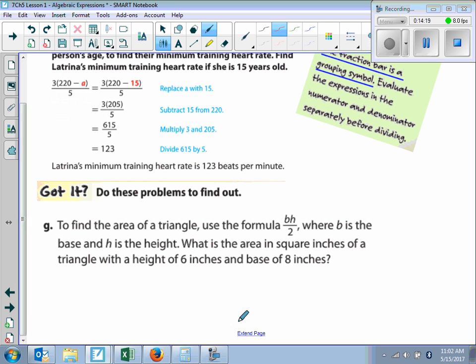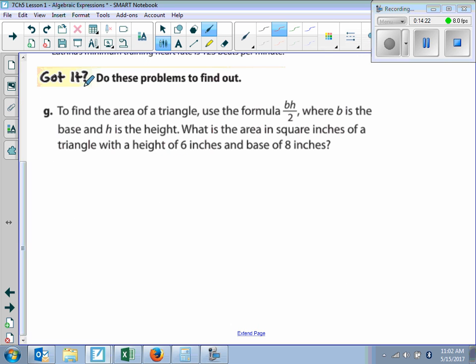So let's do this one together. It says to find the area of a triangle, we're going to use B times H divided by 2, where B is the base and H is the height. Don't forget that dividing by 2 is also the same thing as multiplying times 1/2. So that's the reason why we could write 1/2 times the base times the height, right? But since we used BH divided by 2 in this, it's written for us in the problem, then that's the one we're going to use.